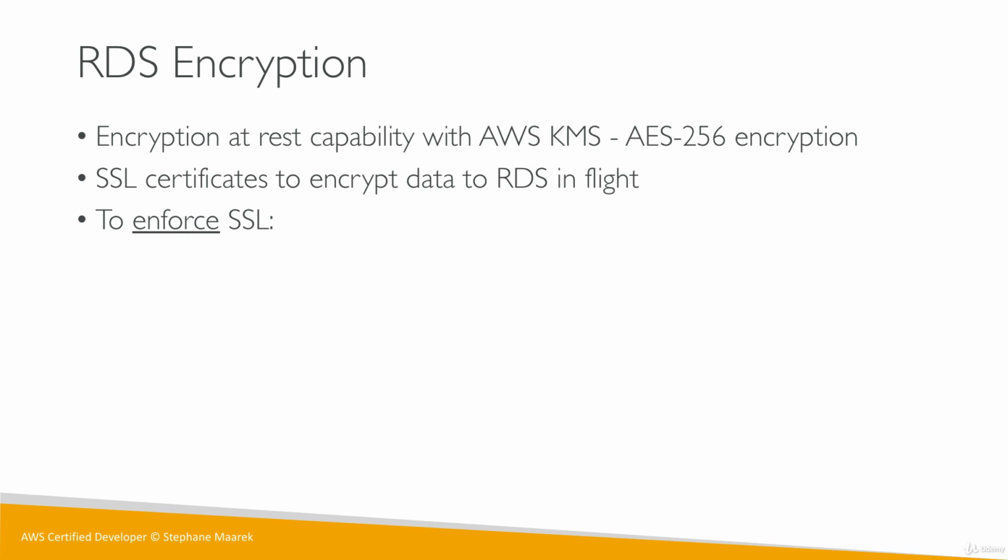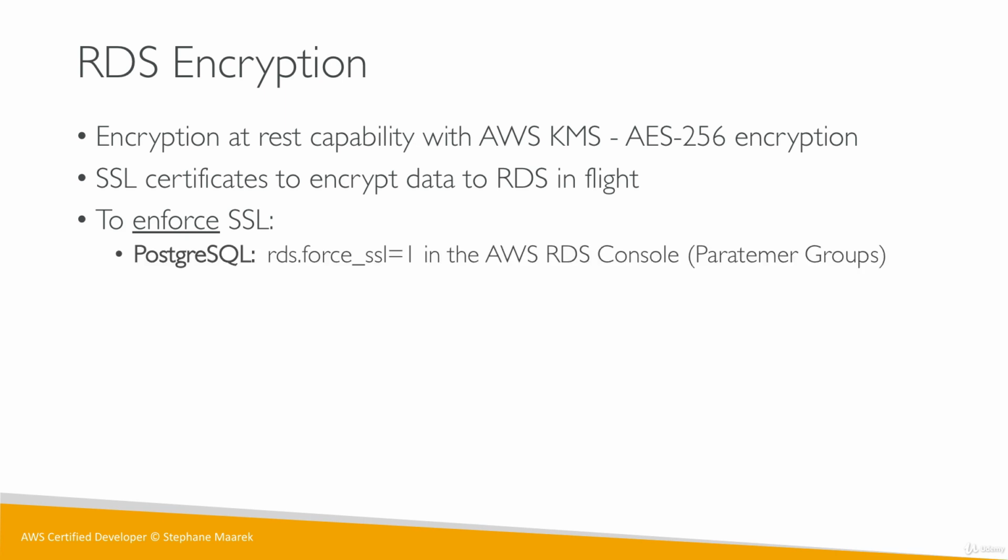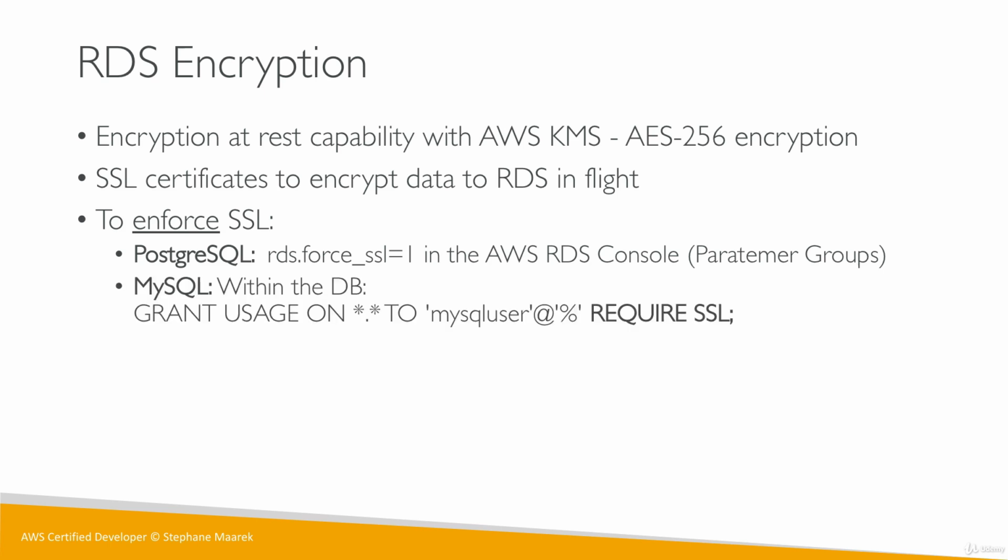And to enforce SSL, and that's quite a popular question, for Postgres, there's one parameter we can set in the RDS console in the parameter group, and it's called rds.force_ssl equals 1. That's for PostgreSQL. And for MySQL, within the database, you have to run this statement. It's quite a complicated statement, but what you notice is that at the end, it says REQUIRE SSL. So that's to enforce SSL. Once you run this statement, no user will be able to connect to MySQL unless on an SSL connection. And that's quite a popular question.